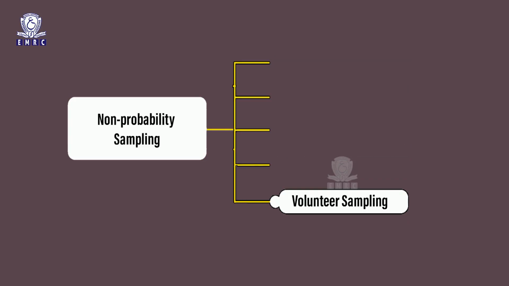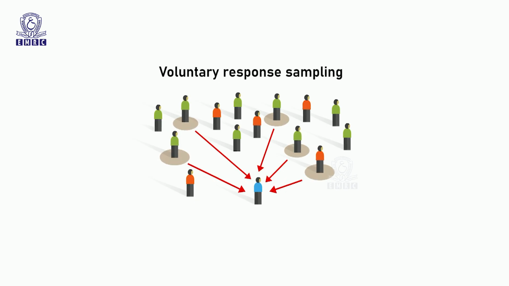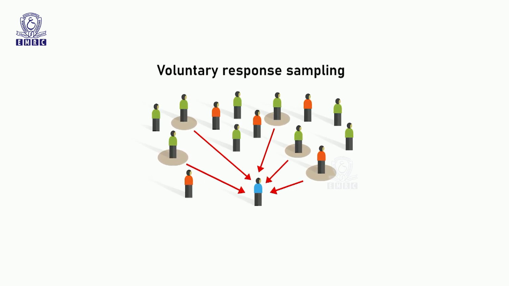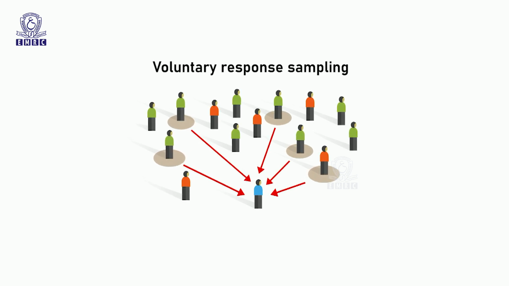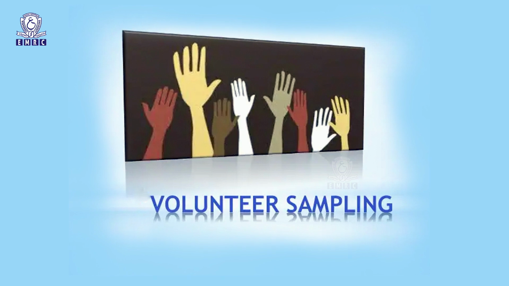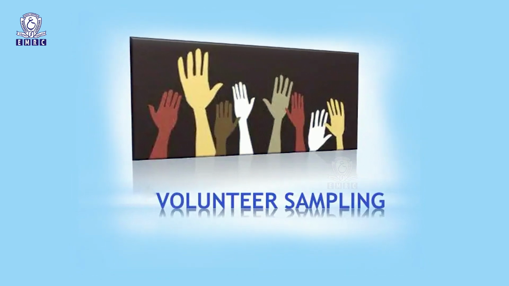Next one is volunteer sampling. In this sampling method, the respondent himself volunteers to provide the information which he or she holds. This type of samples are always biased, which can be rarely trusted.